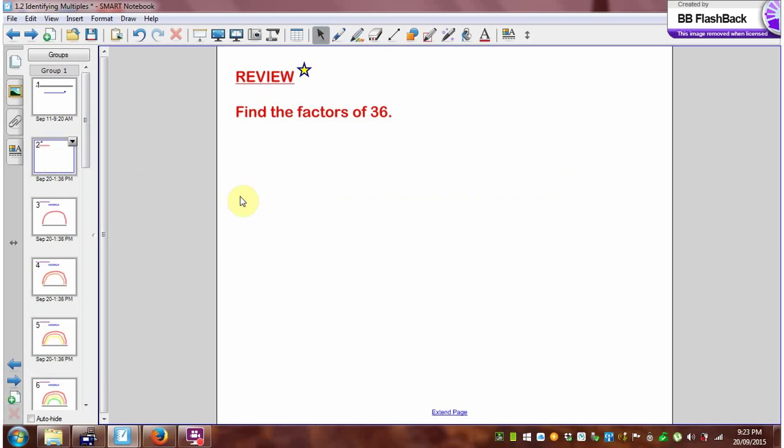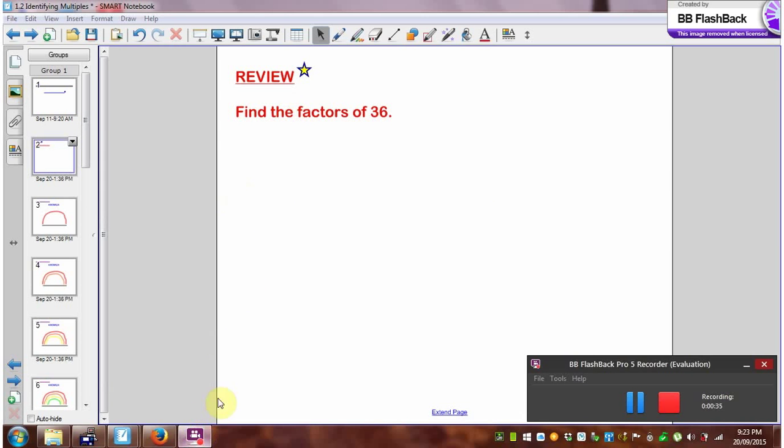Okay, so just a quick little review from last class. I want you guys to find the factors of 36 and make sure you write this down in your notebooks and underline it as review. So find the factors of 36. So remember we did 4 different ways. We used 4 different ways to find the factors of 36.